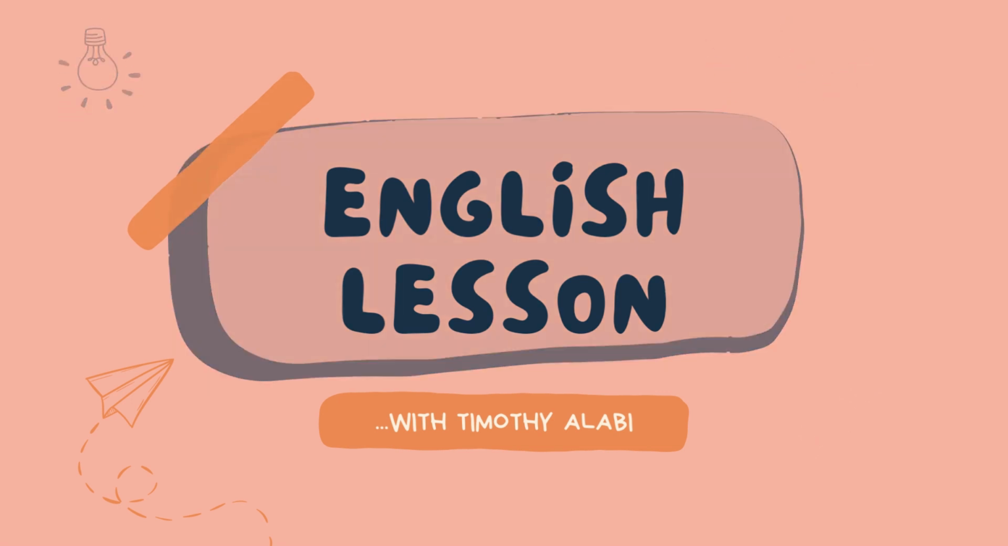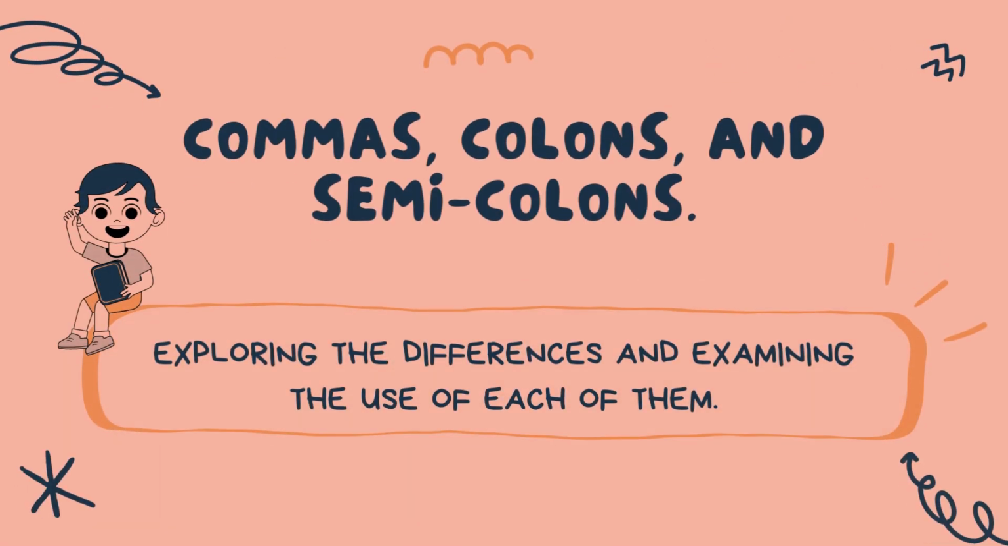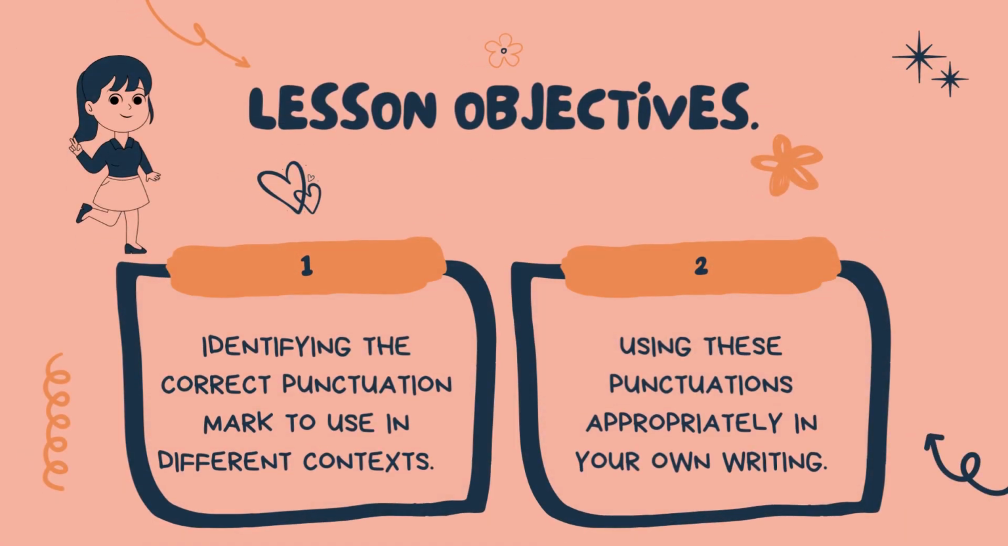You're welcome to class. All right, today we want to look at commas, colons, and semicolons. These are very important punctuations that you're expected to use effectively in your writing. So we want to look at how we use each of them. We want to look at the differences between them. All right, these are the lesson objectives.